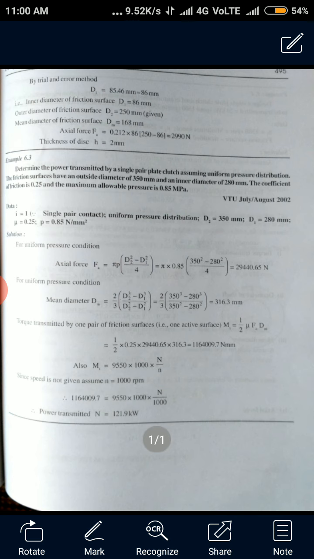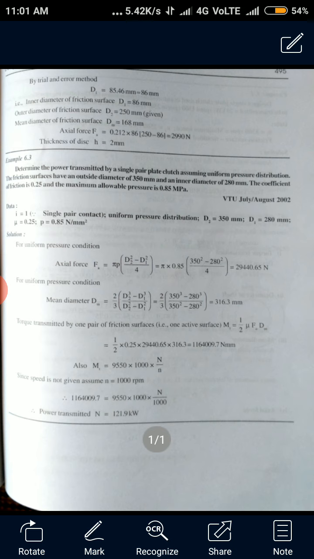Then the torque transmitted by one pair of friction, so that means one active surface, i equal to 1. Then Mt equal to 1 by 2 mu into Fa into dm into i. i is 1, so he has not written that. So substitute the values here: 1 by 2, mu is 0.25, Fa 29440.65, dm 316.3, you get 1164009.7 Newton mm.